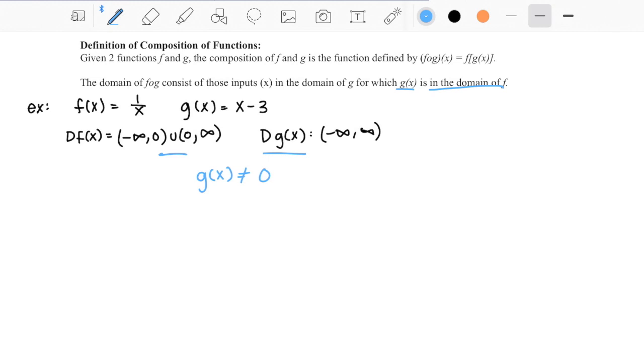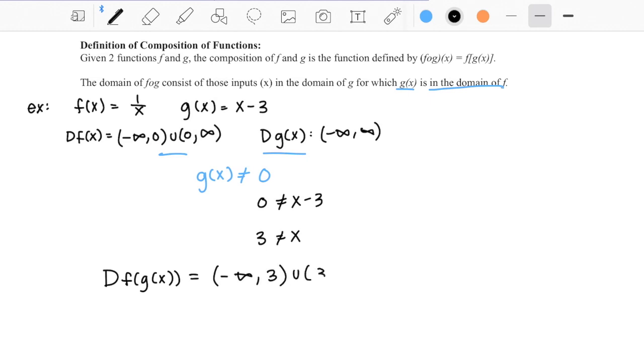So then I need to find out what values of x make g of x equal 0, so I know not to include them in my domain of f of g of x. So I'm taking my g of x, which is x minus 3, and figuring out what value of x makes that 0, which is at x equals 3. So we know our domain of f of g of x cannot include 3. So we're going to go from negative infinity to 3, union 3 to infinity.